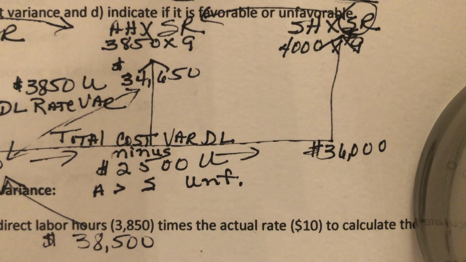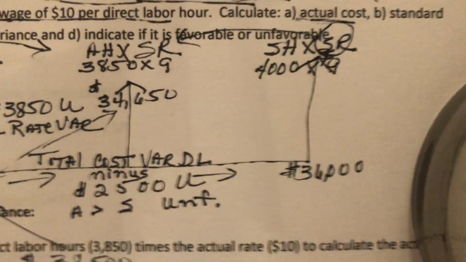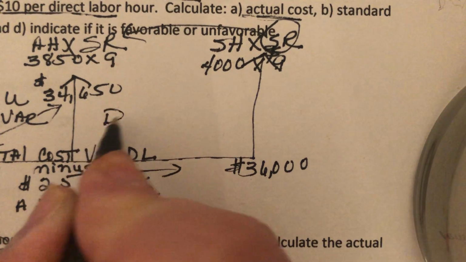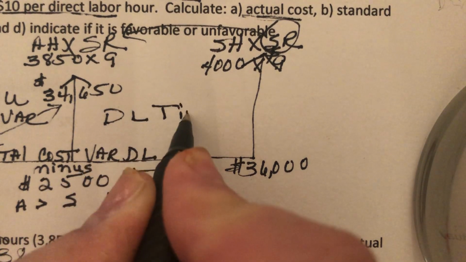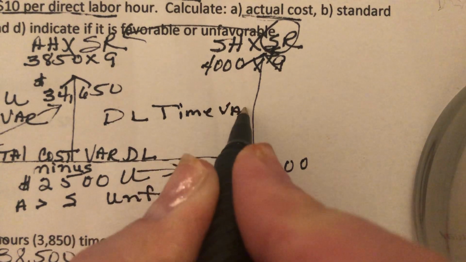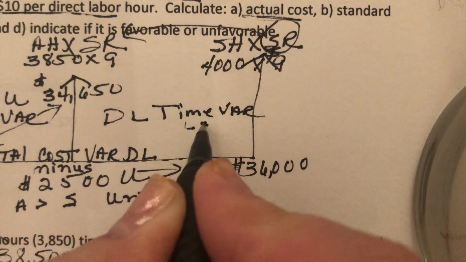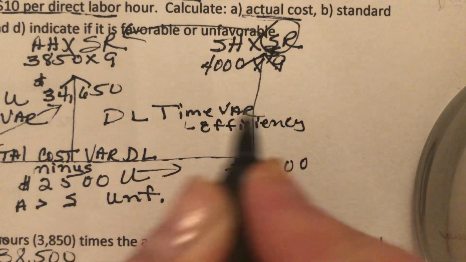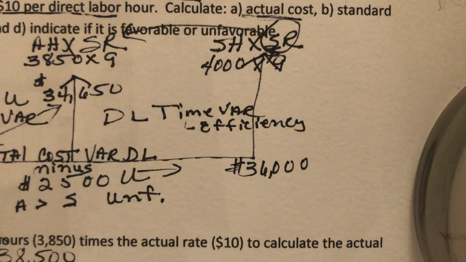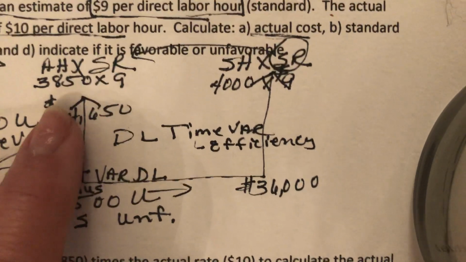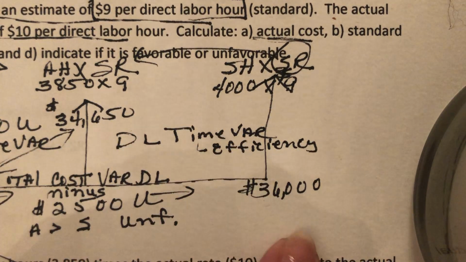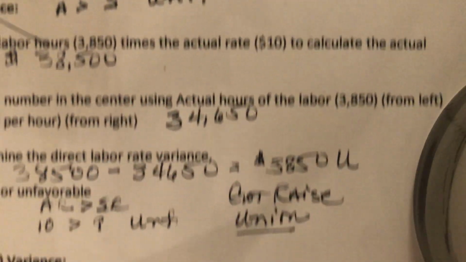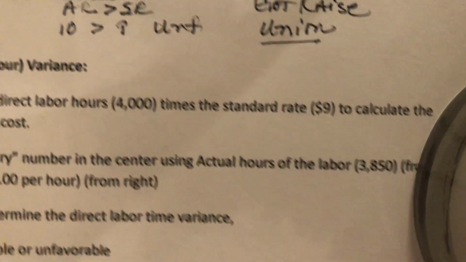Now let's look at the other side. We want to see if they were efficient. How well did they use their time? So this side is going to be called the direct labor time variance. Another word would be efficiency variance. How did they do with their time? So coming down, what we're going to do is take the difference between our imaginary number and our standard or our estimate. So let's follow our problem here.